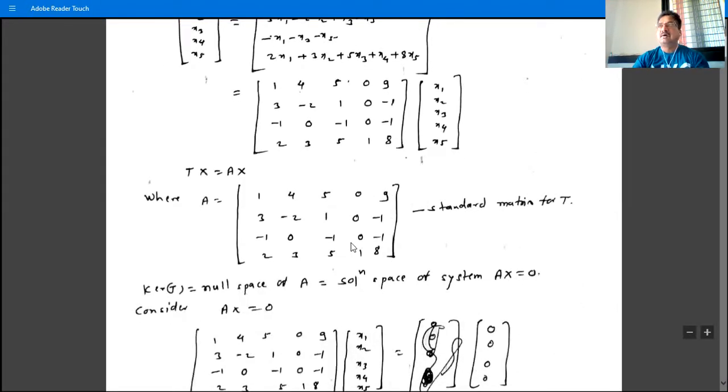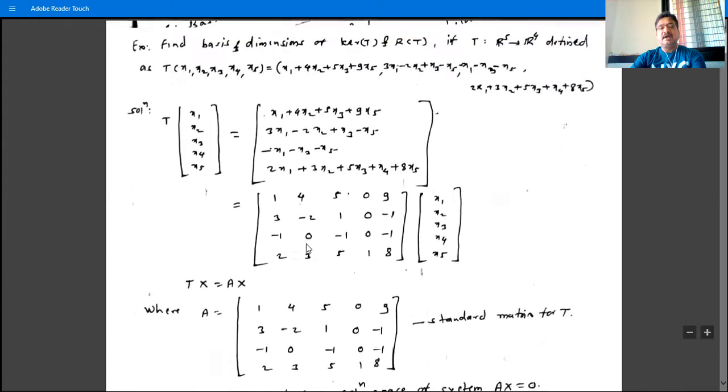And so this linear transformation is expressed in the form T(x) = Ax. And what is A? A is this matrix, and it's called the standard matrix for T. The linear transformation T is multiplication by A. And now we have to find the dimension and basis of the kernel of T and range of T.